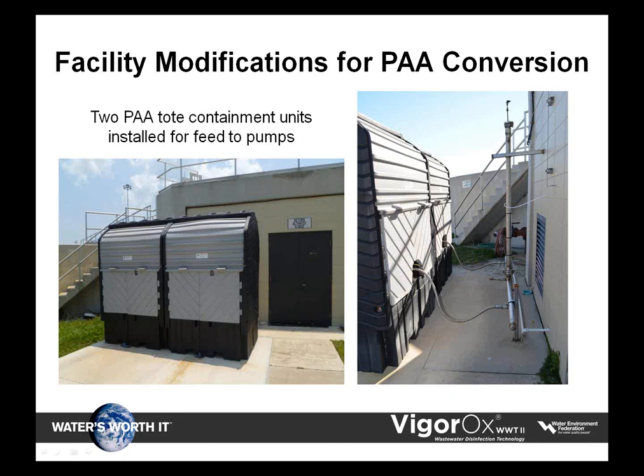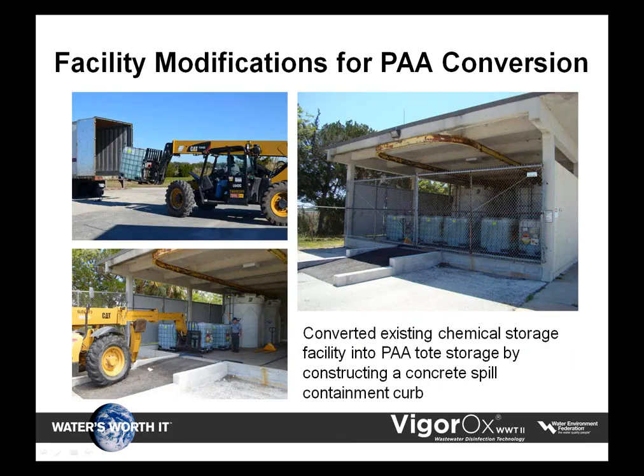We had 2 containment assemblies installed to hold the PAA totes for feed to the pumps. The peracetic pumps you saw in the last slide are housed just on the other side of the concrete wall here in this picture. We converted our existing chemical storage facility into our PAA storage area by simply adding a concrete spill containment curb. The PAA is shipped to us in one-way totes from New York. When we receive a shipment, we use a forklift to remove the totes from the semi into our storage area.